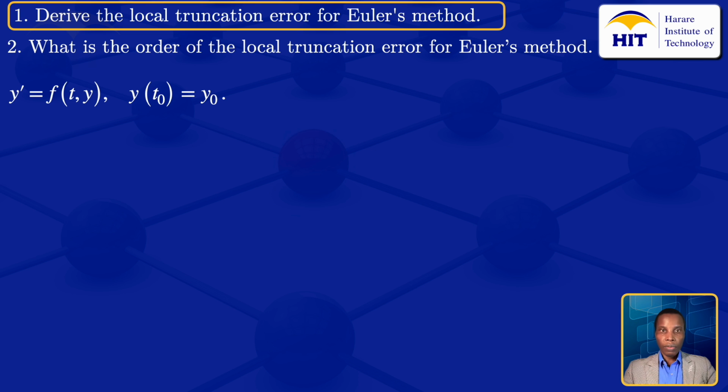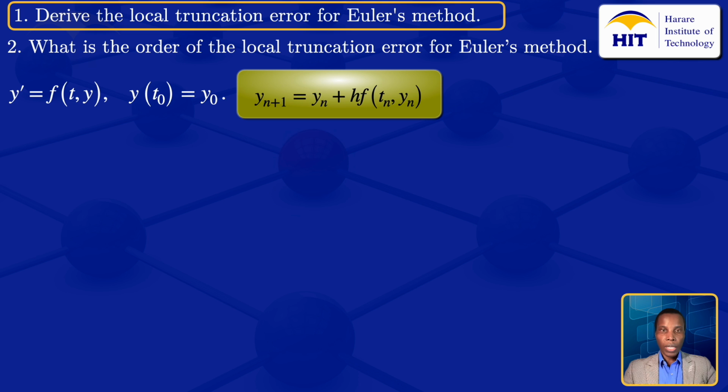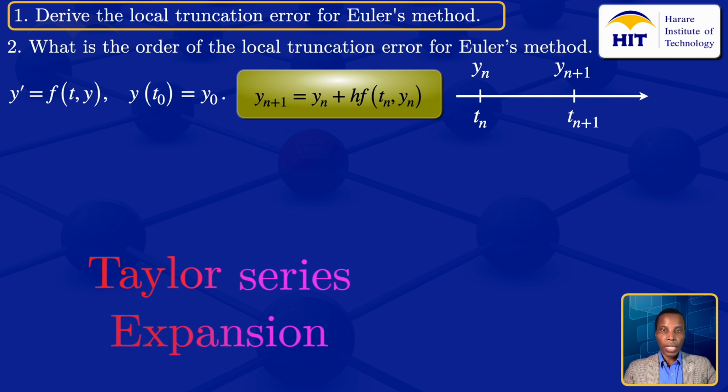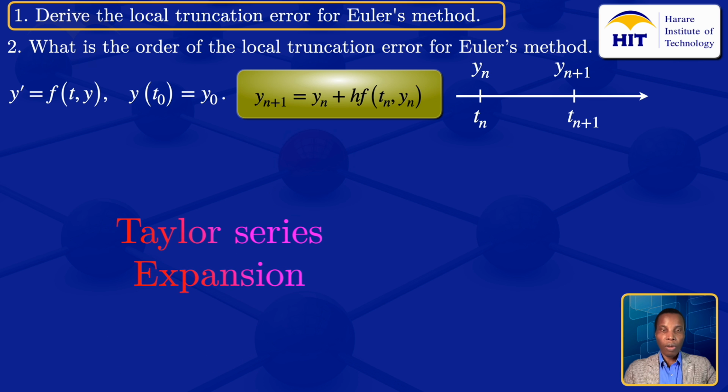For Euler's method, if you still recall, y n plus 1 is equal to y n plus h multiplied by f of t n, y n. So if I can illustrate, if I have a number line, if we are starting at a point t n, then move on to a point t n plus 1, what would we have there? We would have a y n, then go on to have a y n plus 1. For us to derive the local truncation error, I'm going to use the Taylor series expansion of y.